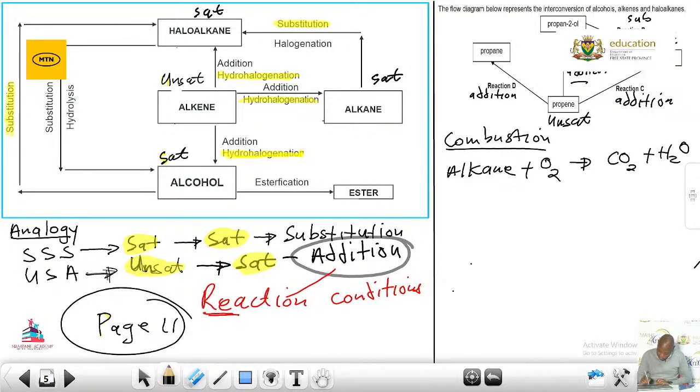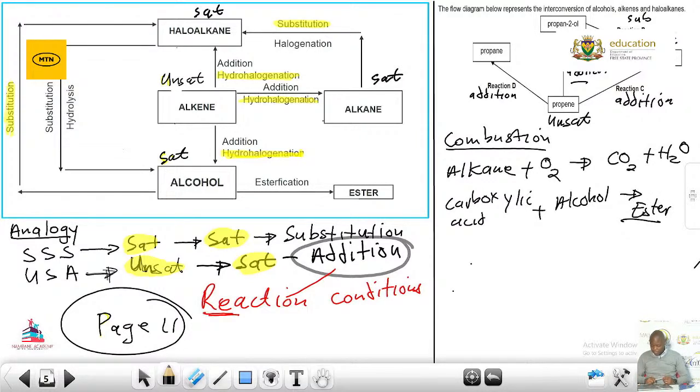Then we have an ester. This is a reaction now between a carboxylic acid plus an alcohol. So it gives us now an ester. Just know the properties of an ester. Just know which one it is, an ester. And also we have H2O that is going to be formed. So this is a nice summary of the reactions that we need to worry about.